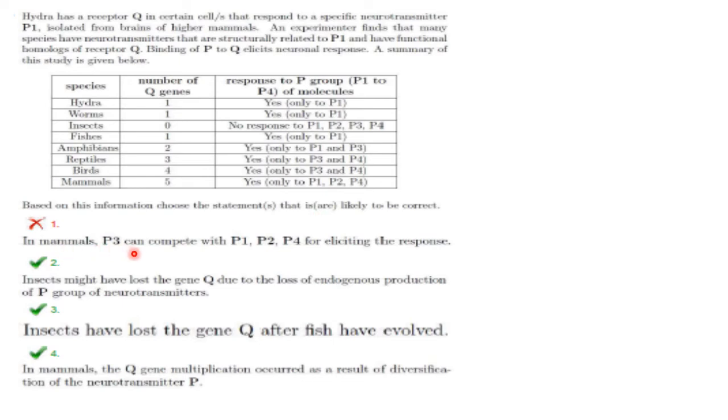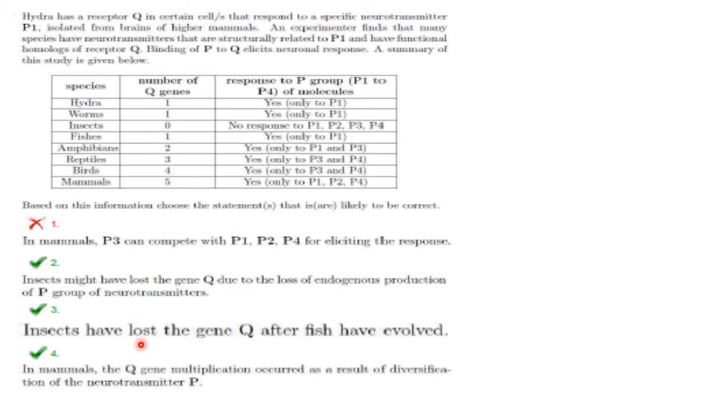In mammals, P3 can compete with P1, P2, P4 for eliciting the response. The question does not mention regarding interaction of P1, P2, P3 and P4 with each other. Then, insects might have lost the gene Q due to loss of endogenous production of P group of neurotransmitters. That can be true. Insects might have lost gene Q because they don't have any P1, P2, P3, P4 molecules in them.